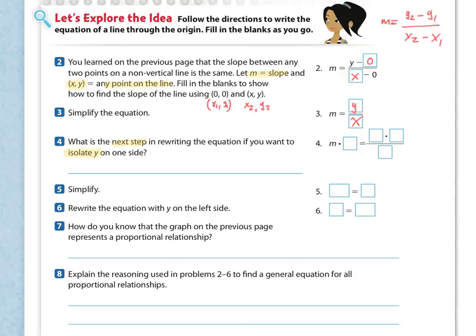Renicia. I need to do the inverse function. Perfect. Now, I'm going to write what we have on step 3, right here on step 4.